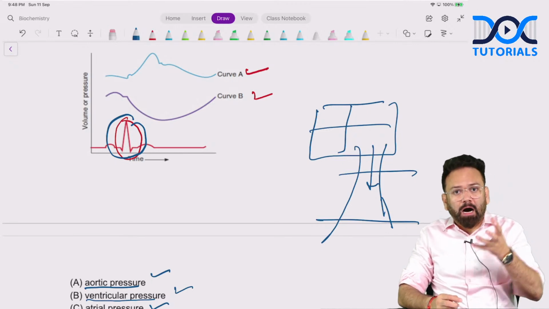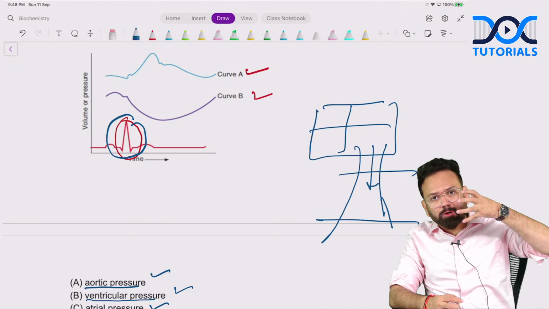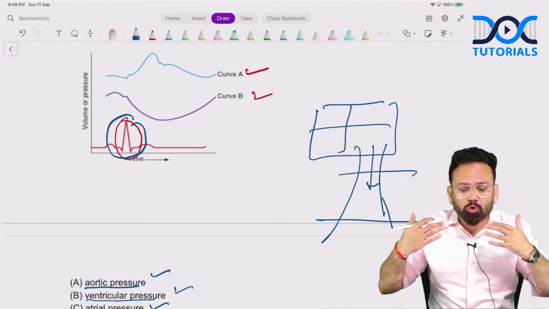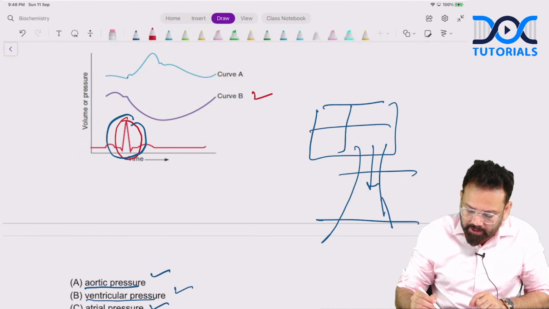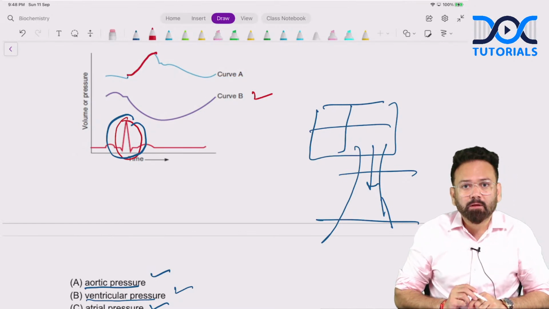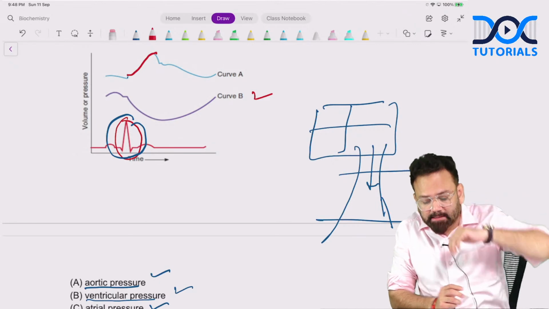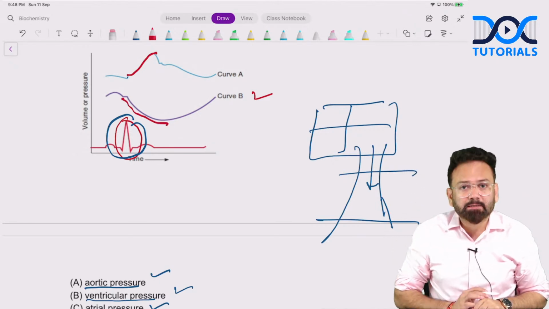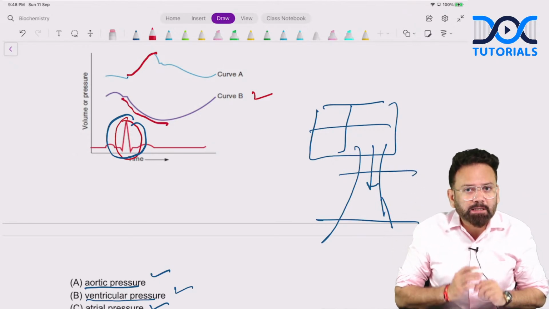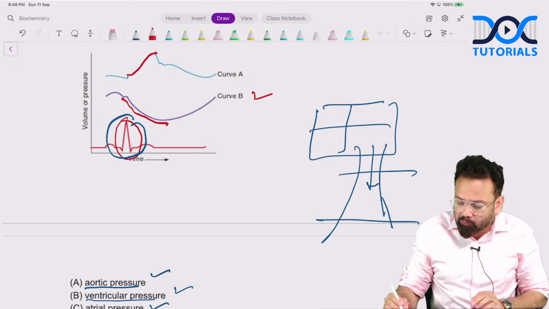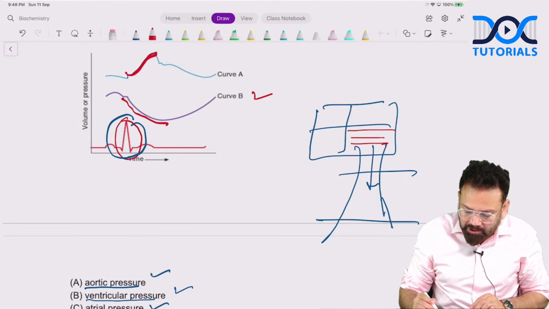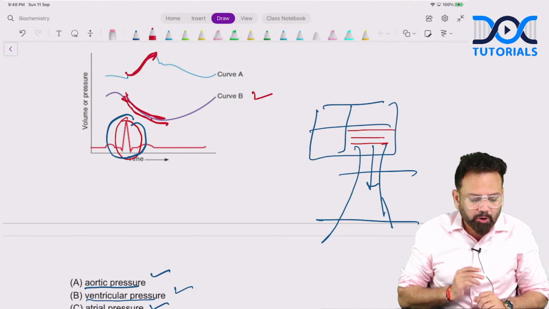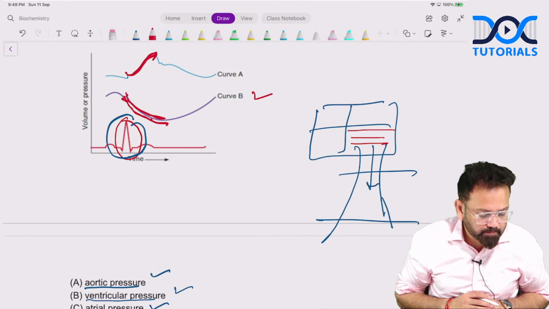Aortic pressure. After QRS, after ventricular contraction, all the blood will go to the aorta. So this is aortic pressure. Aortic pressure will increase, and what will decrease accordingly? As aortic pressure increases, the volume of the ventricle will decrease. So this is aortic pressure and this is ventricular volume. Am I clear or not?